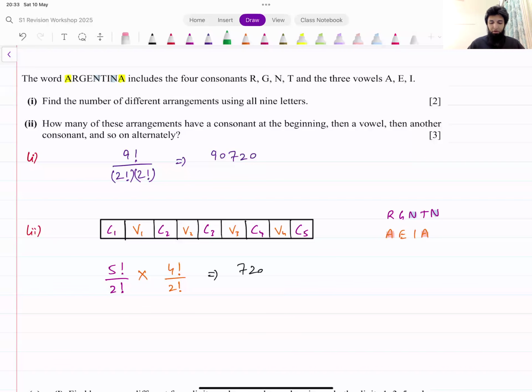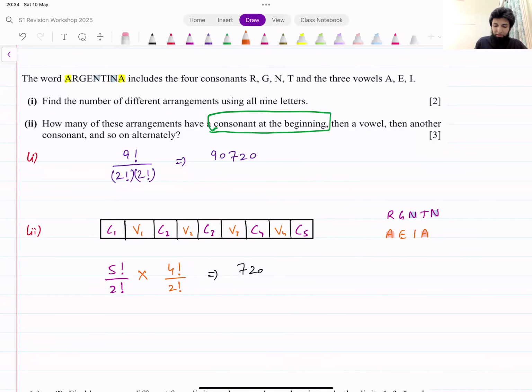Consonants and vowels are coming alternately. So the first has to be a consonant. They said that you have a consonant at the beginning. If they had not said that, we would have to consider 2 possibilities: it starts from consonant or starts from vowel. In this case, they have told us that it starts from consonant.